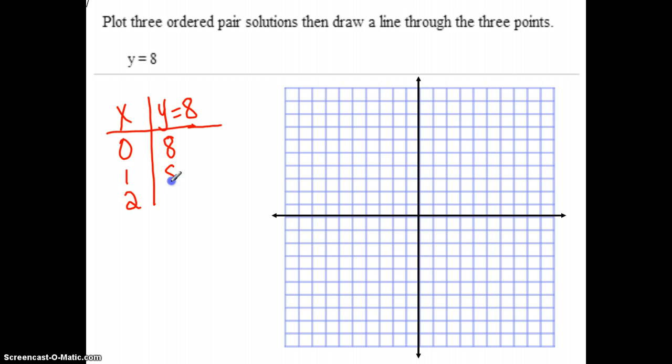So 0, 8, 1, 8, 2, 8. So it's going to look something like this. And I could keep going in either direction. But my job is to take and put a line on top of that.